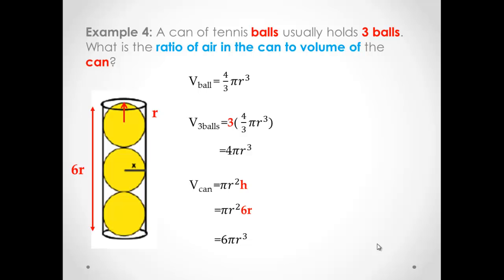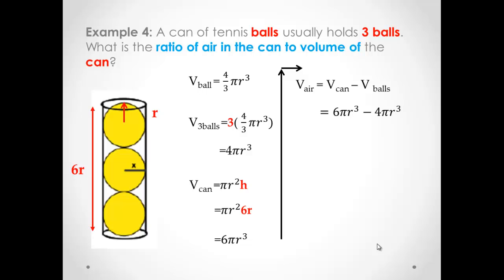So if we know the volume of the can and we know the volume of the ball, we can subtract one from the other to get the volume of air, the space that's left inside the cylinder. So 6 pi r cubed minus 4 pi r cubed gives us 2 pi r cubed. That is the volume of air. But that's not what the question is asking. The question is, what is the ratio of air in the can to the volume of the can? So we are comparing this value here to this value here.